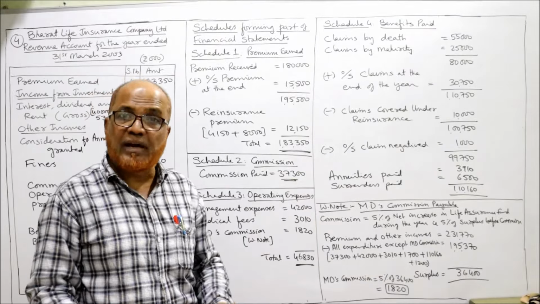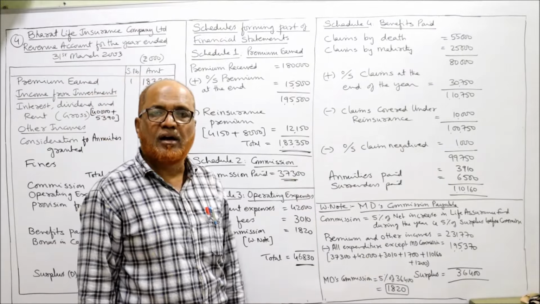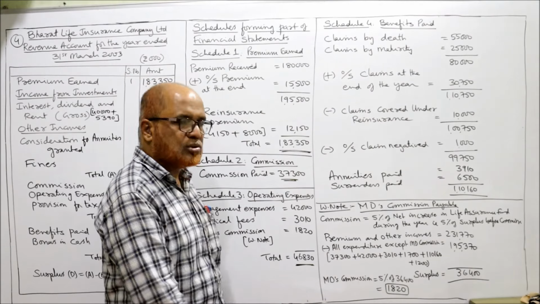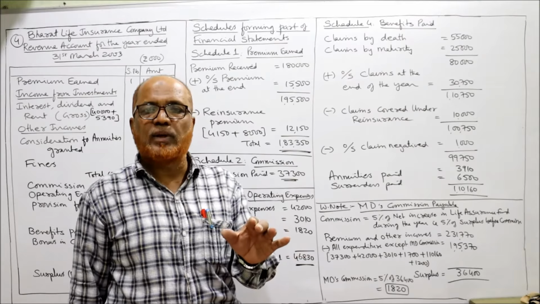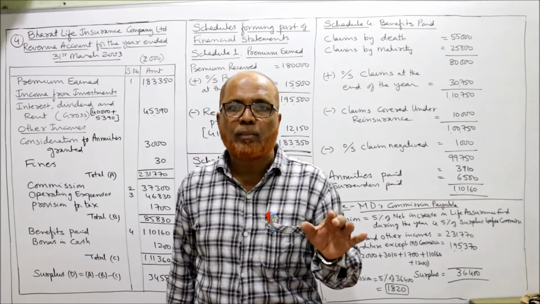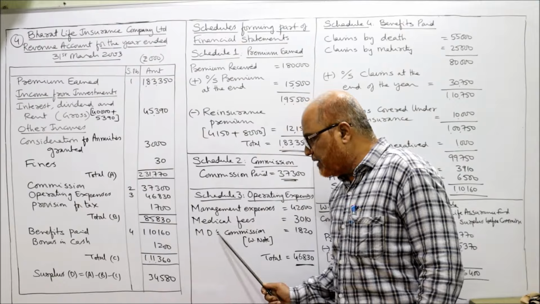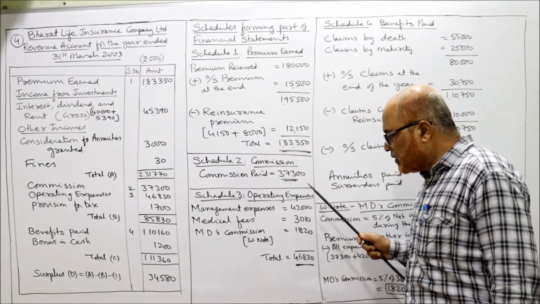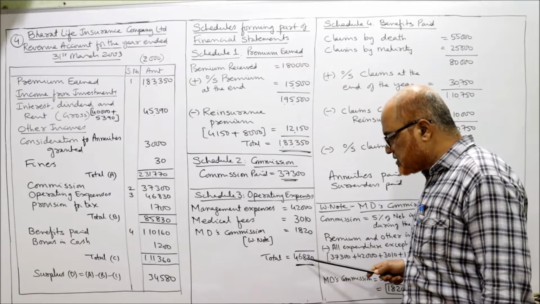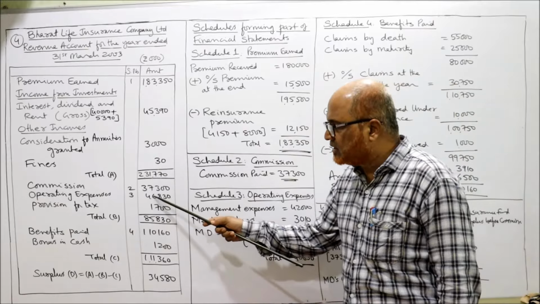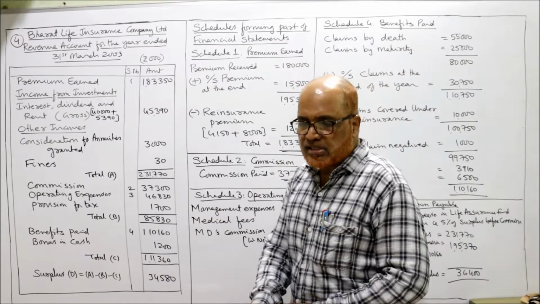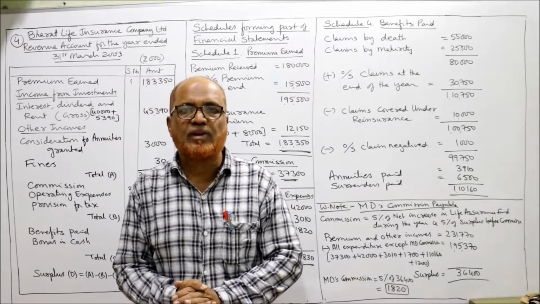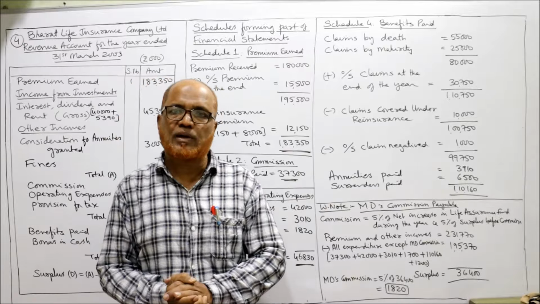MD को कमीशन देने से पहले सरप्लस 36,400 आ गया। अब ये 36,400 के ऊपर 5%, तो 5% of 36,400 1,820, तो 1,820 is the commission due to managing director. Here MD's commission 1,820. So after taking this 1,820, take the total, it comes to 46,830. Take 46,830 here. That's it. So this is the end of problem number 4. Totally 4 long problems, main problems we have completed on accounts of life insurance companies.